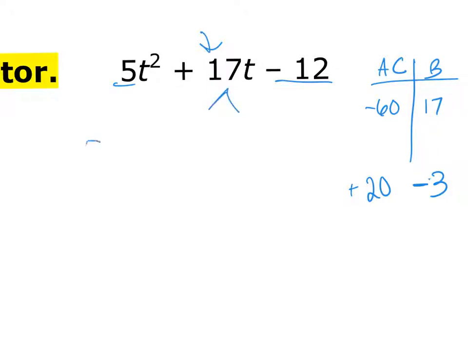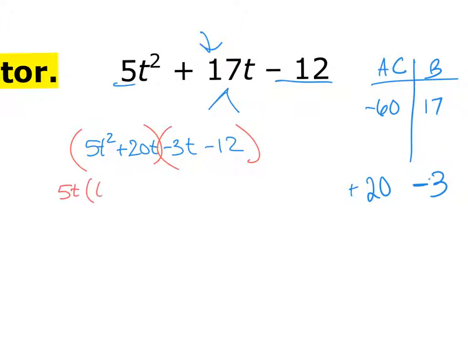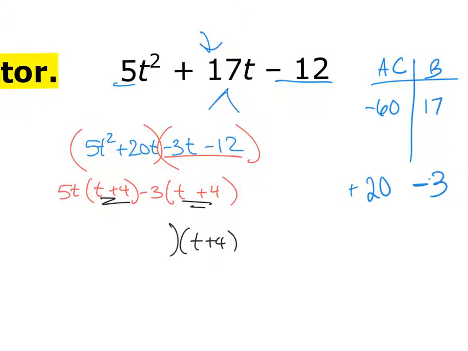That expands out, so 5t squared plus 20t minus 3t minus 12. Then I group factor, take out 5t from the first parentheses, you're left with t plus 4. Hopefully we're going to get t plus 4 in the other parentheses. Take out negative 3, and you're left with t plus 4, so I know I did it correctly. T plus 4 is one factor, and 5t minus 3 is the other one.